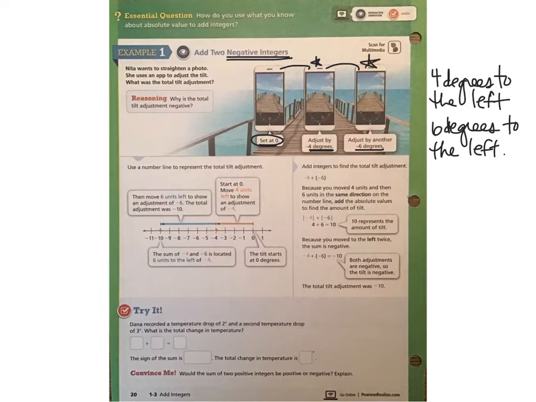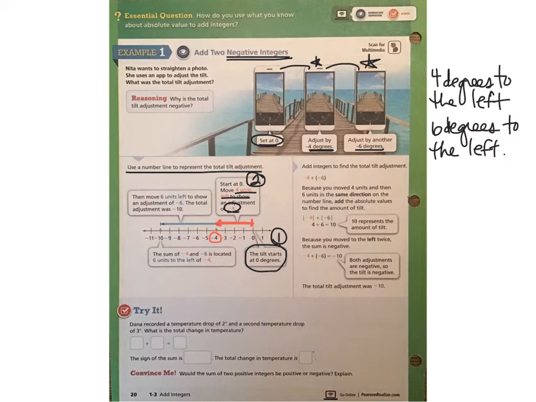So we can use a number line to represent the total tilt adjustment. The first thing that we do is we start at 0. So this is step 1. The tilt starts at 0 degrees. So we go to the first adjustment, which is this right here. And she moves 4 units to the left to show that -4. So this first adjustment here is this one right here on the number line that I've outlined in red and then circled when we got to the -4.